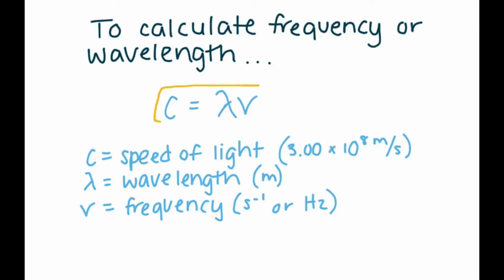stated here. And what these symbols represent is c is equal to the speed of light, which is 3.00 times 10 to the 8th meters per second. Wavelength, which is identified by this symbol, is measured in meters. And then frequency, identified by this symbol, which looks like a V, is in s to the -1 or in hertz. They both mean the same thing.